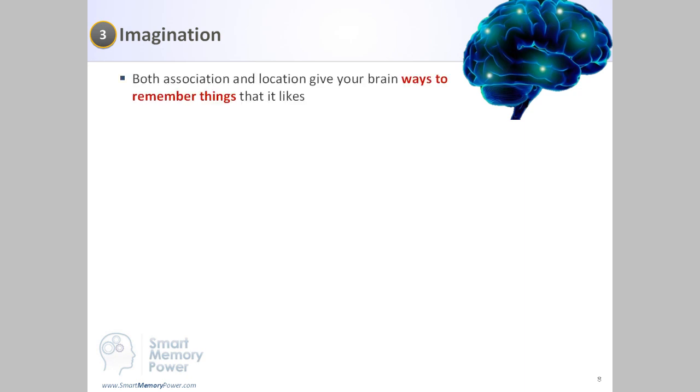That might work. So that's another really important one. Now, imagination is the last one, and I've kind of touched upon this with some of the crazy things I've suggested that you can use to remember. So both association and location give your brain ways to remember things that it likes.